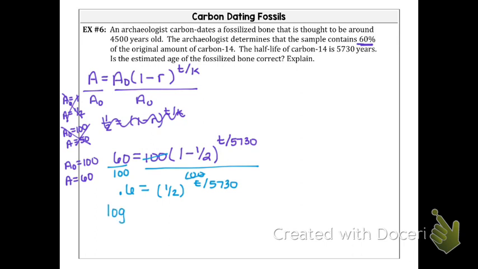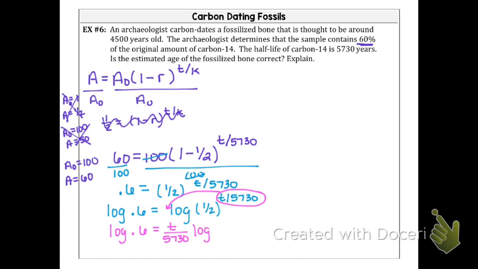So I could take the log of 0.6, and that would be equal to the log of 1/2 raised to the t divided by the 5730. Well, when I do that, now because I have a log, I know that this exponent can become its coefficient. So I have log of 0.6 equals t divided by 5730 times log of 1/2. And then just start solving for t. It's up to you which one you do first. I'm going to go ahead and divide by that log of 1/2.